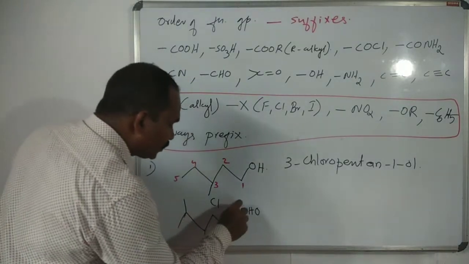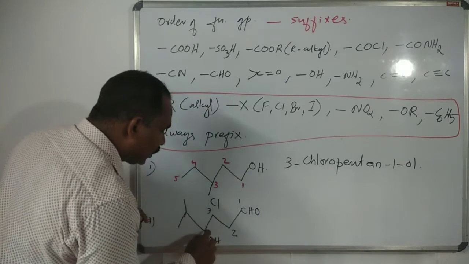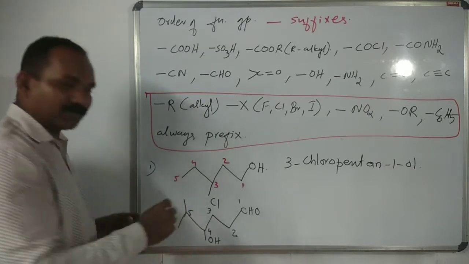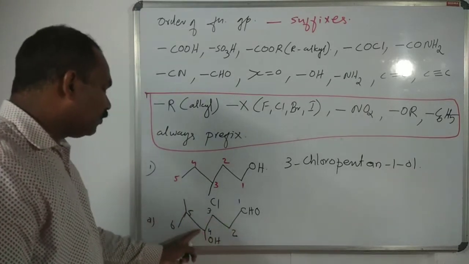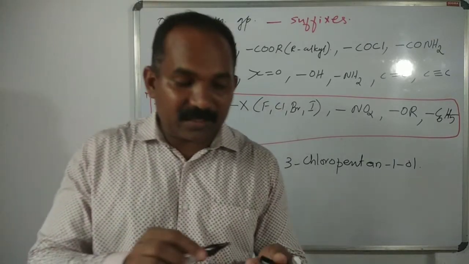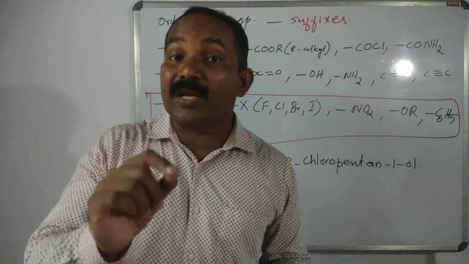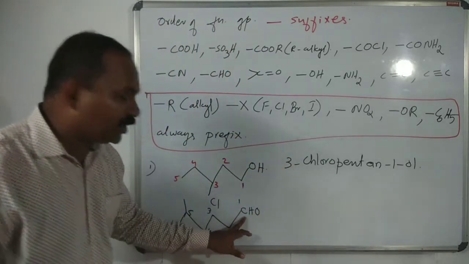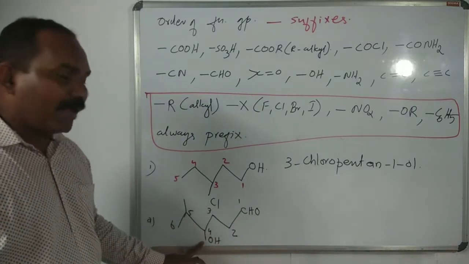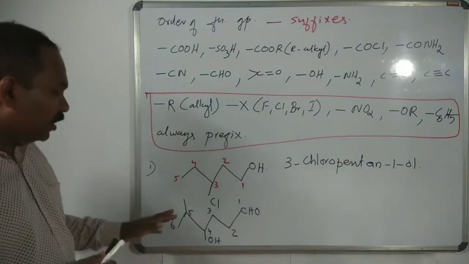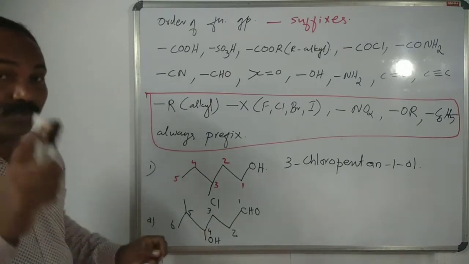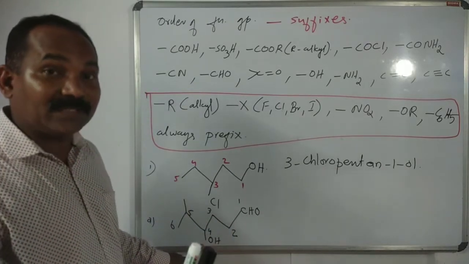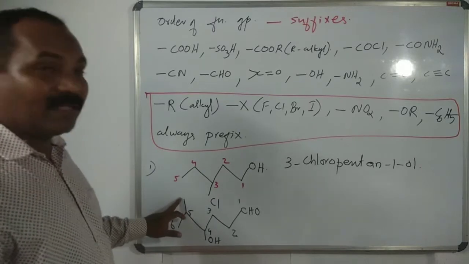Then we can number 1, 2, 3, 4, 5, 6, or 5, 6. Any order you can choose. Select the longest hydrocarbon chain including all the functional groups. So CHO is included in the chain, OH is included in the chain. Then what is the name of the two substituents? This is the principal functional group. OH is a substituent, even though it is a functional group, then the methyl substituent.